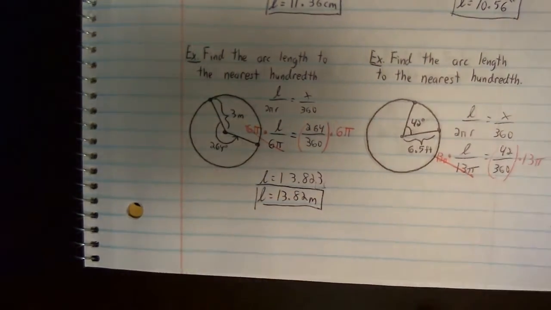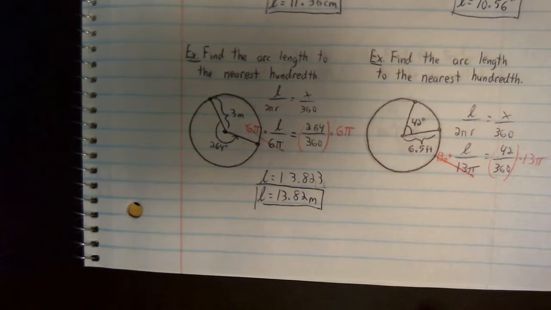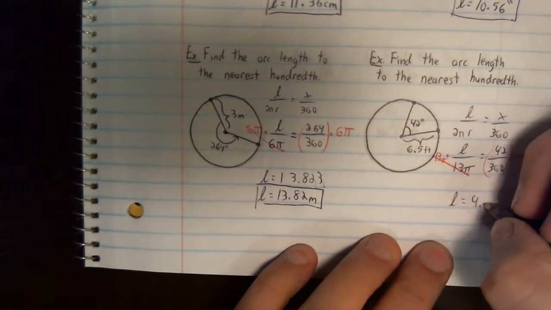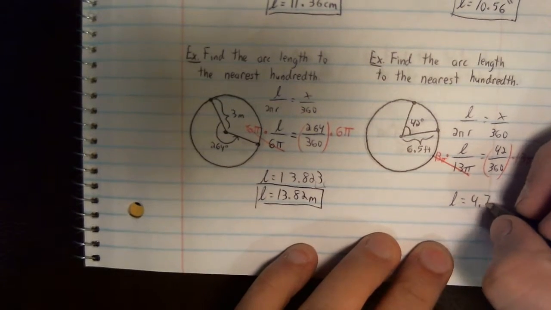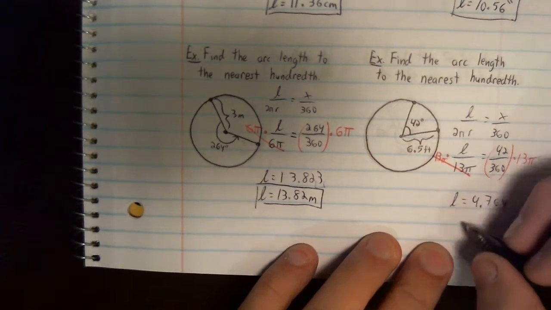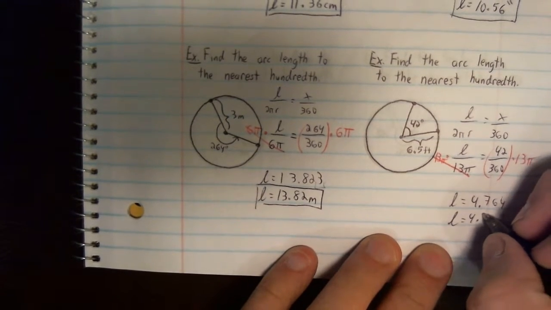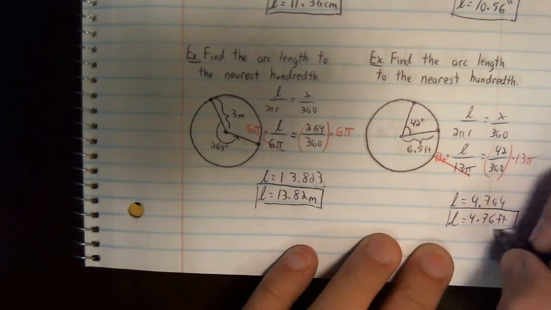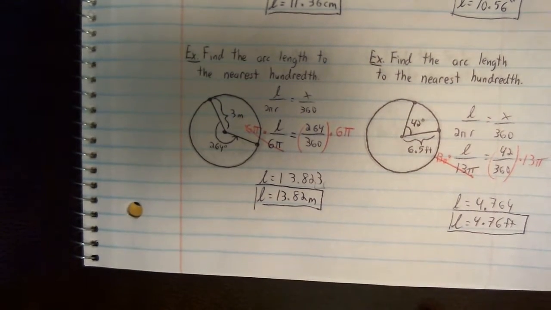And I'm going to be doing 42 divided by 360 times 13 pi. And the calculator tells us that that result is 4.764. The 4 tells the 6 to stay the same. So 4.76, and we're talking feet, so I'll put my label. That's it as far as arc length goes.